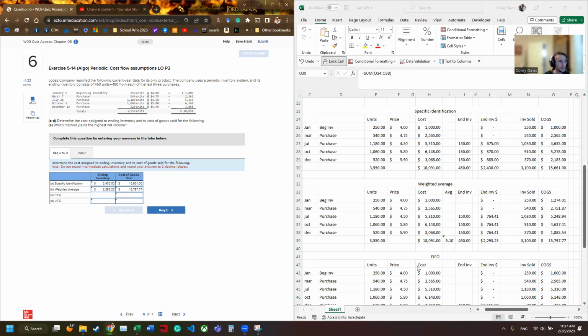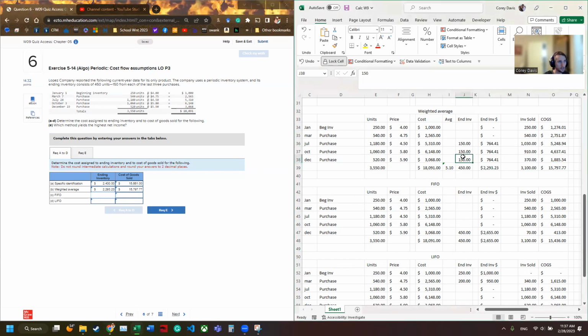And then come down here to FIFO. This one I had to think about for a second. Even though, on these last ones, we still have units that we bought in July and October and December in our ending inventory, we are only calculating our ending inventory off of... because we're saying that this is the last out because it was the last in, right? Because we're using first in, first out. So all these will be sold before we start taking from this, according to this accounting method.